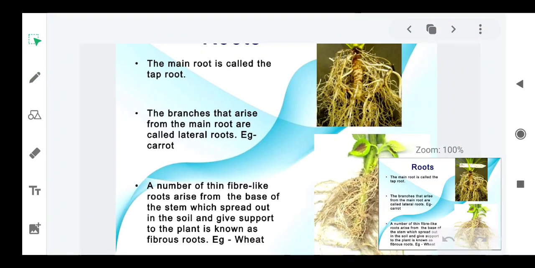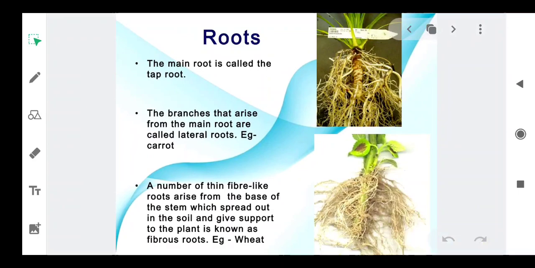Now let's read about the root. The main root is called taproot. You can see this part, this is the main root, that is known as taproot. Now the branches that arise from the main root are called lateral roots. These branches are known as lateral roots. For example, carrot. In carrot you will see that the lateral roots are there.